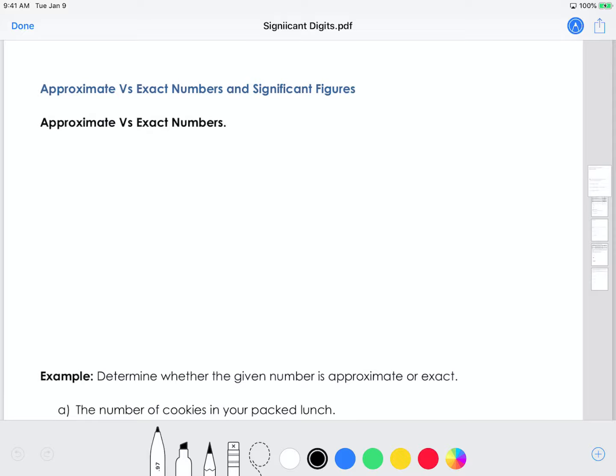In this lesson, we're going to talk about approximate numbers versus exact numbers, and then we're going to go on to talk about something called significant figures.